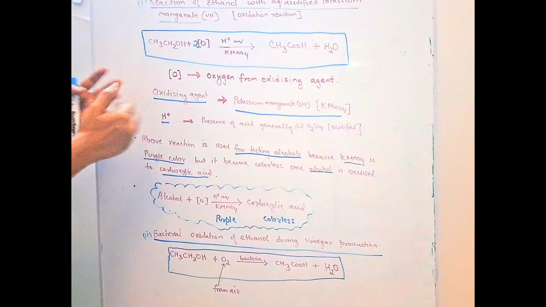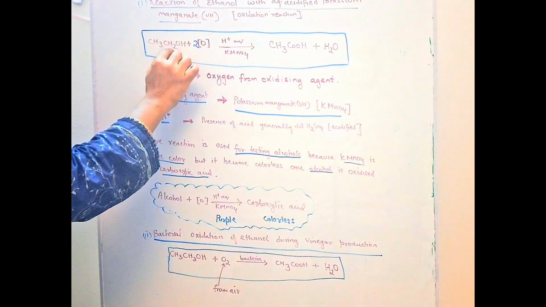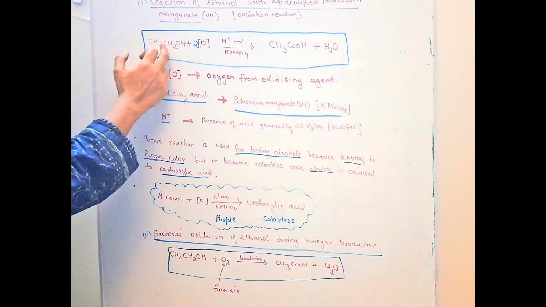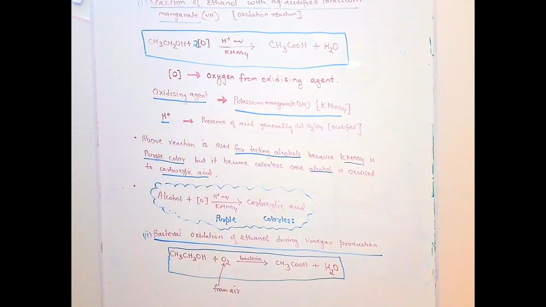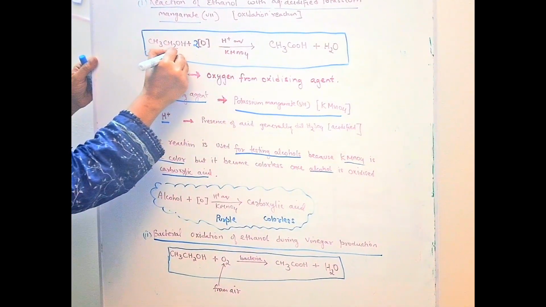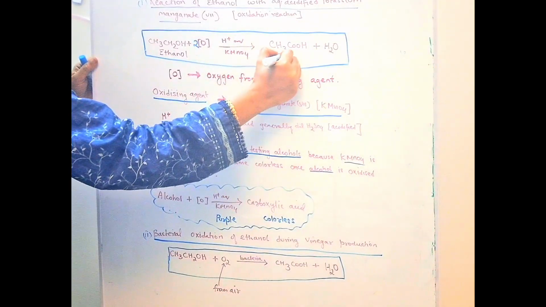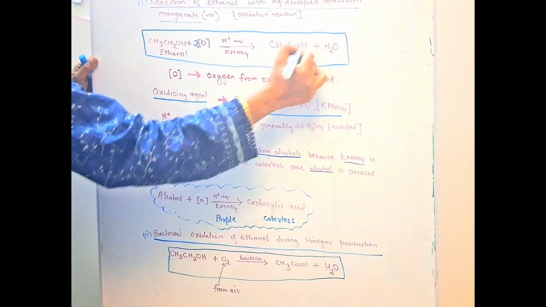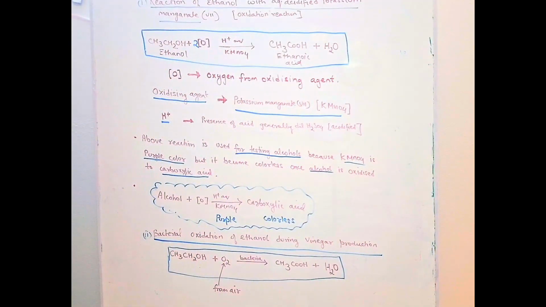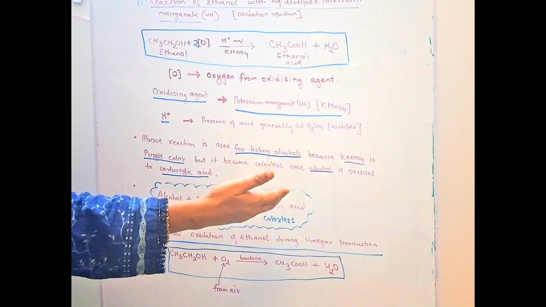Any carboxylic acid can be made by oxidation of the respective alcohol. Here we have discussed it by taking specifically ethanoic acid. So we can say that this is ethanol, and this is ethanoic acid. But any carboxylic acid can be made from its respective alcohol, that I want you to understand. Now the second way by which we can make ethanoic acid is bacterial oxidation.